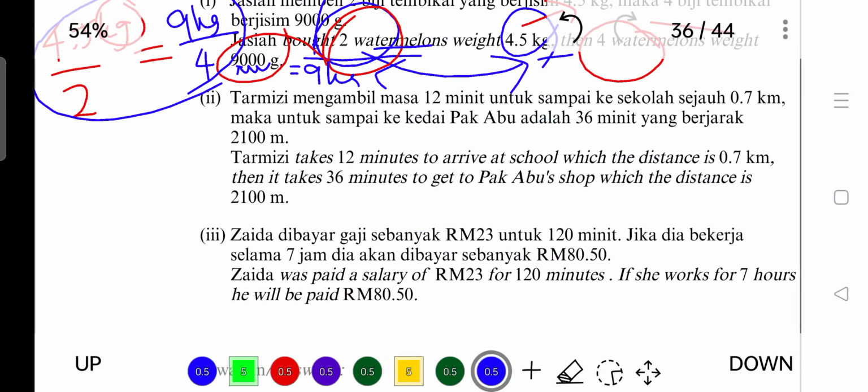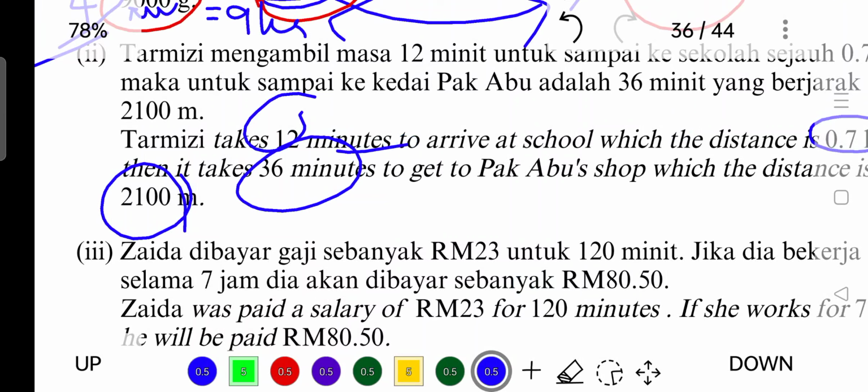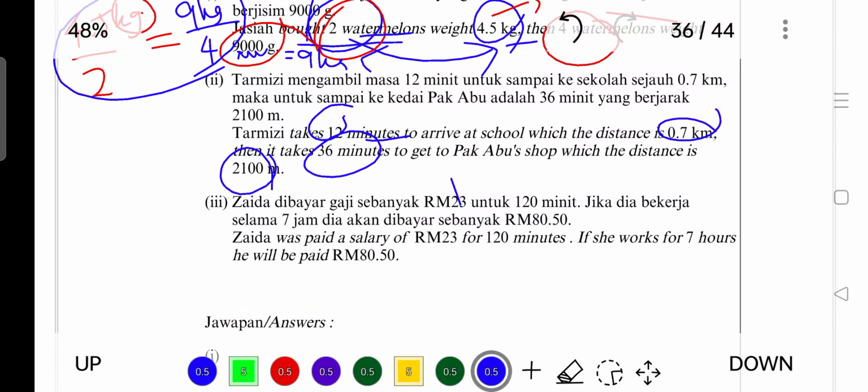All right. Next is Tarmizi takes 12 minutes to arrive at school, where the distance is 0.7 kilometer. Then it takes 36 minutes to get to Pak Abu's shop, where the distance is 2,100 meters. Okay, how do you write? How do you count? Do you count by minutes? For 1 minute, how many kilometers can he travel? Or for 1 kilometer, how many minutes does he travel? Which one will be easier for you to understand? The easier one for you is to count by minutes. Am I right? Okay, by minutes.